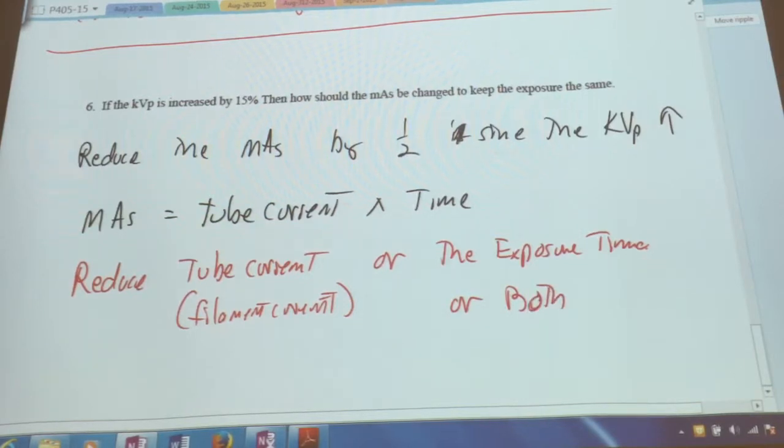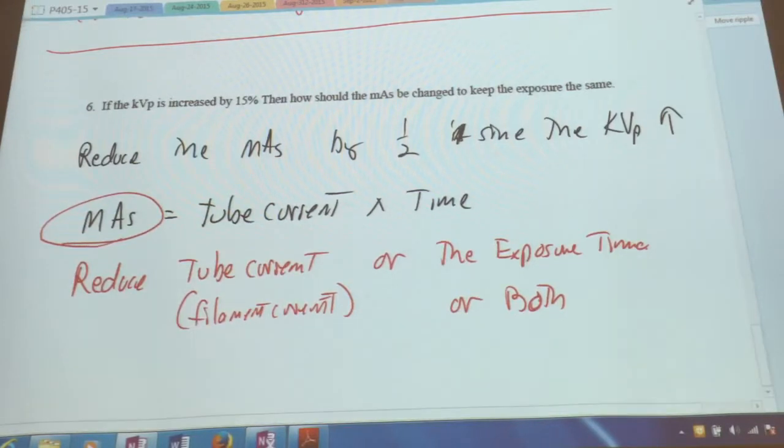The important part is you'd have to do something here to reduce the MAS, and what are the things that you could play with? You could play with reducing the filament current or the exposure time, one or the other, or even both. That's all I was looking for there. That you recognize what MAS really refers to.